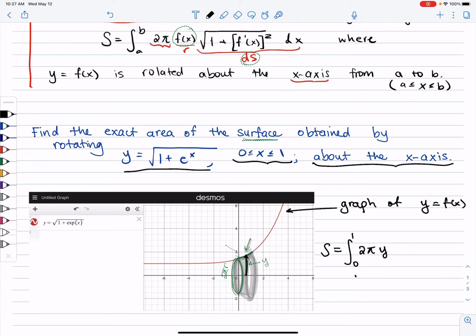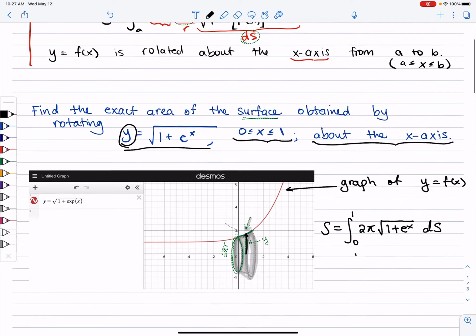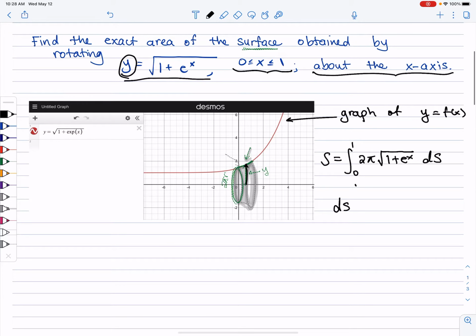But what is y? Well, y is equal to the square root of 1 plus e to the x. So I'm going to write it down as the square root of 1 plus e to the x ds, where ds is equal to the square root of 1 plus f prime of x to the second power dx.